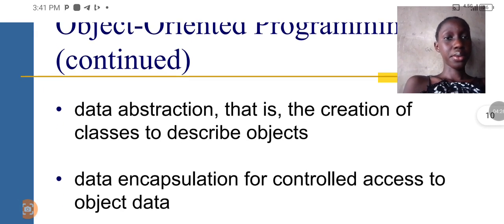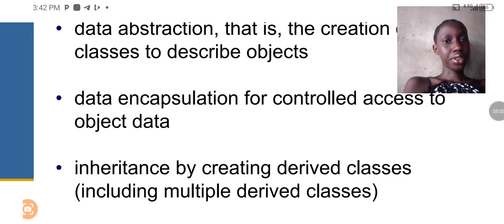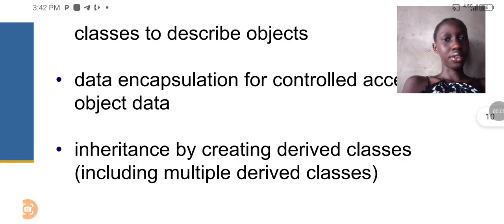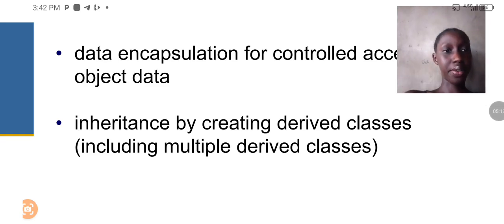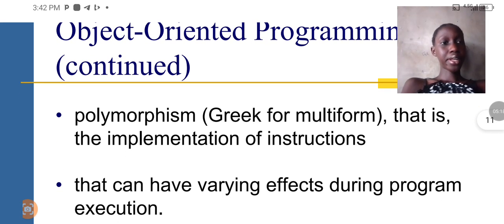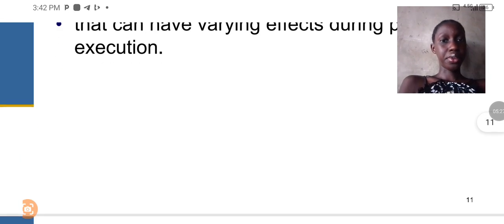Now, object-oriented programming has some features or characteristics that describe it. Firstly, we have data abstraction. Data abstraction is just the creation of classes to describe objects. What this means is that whatever you code in your software would be hidden from users. What the users will see is the interface or the output of whatever you've coded or run. Data encapsulation is for controlled access to object data. It contains the object data and controls access to it. Inheritance is by creating derived classes, and it includes multiple derived classes. We also have polymorphism, that's implementing instructions that can have varying effects during program execution.